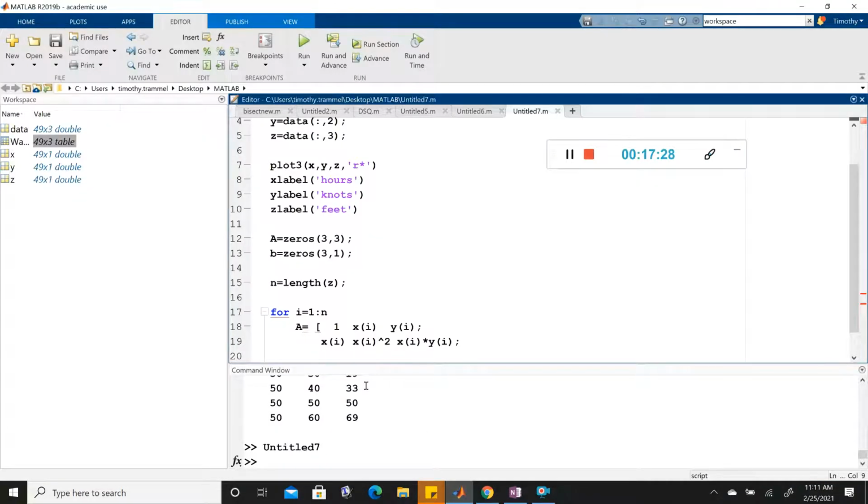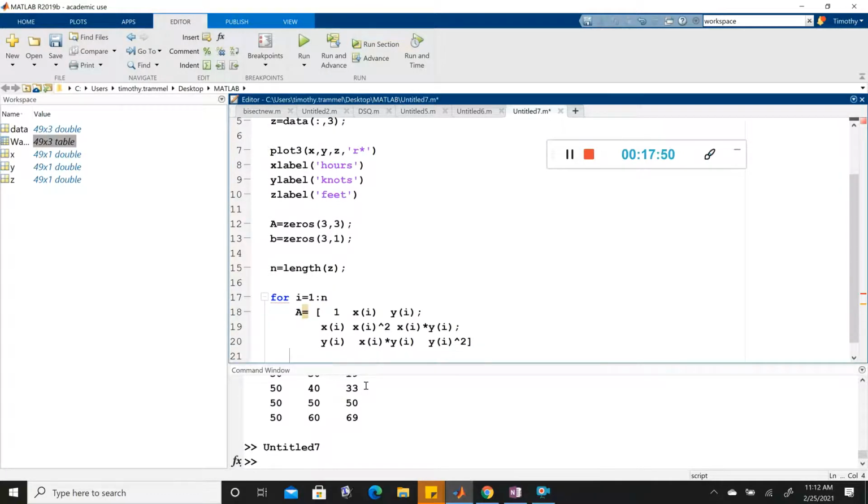So let's do that. Y of I, and then X of I times Y of I, and then lastly, Y of I squared. And let's just space things out here a little bit so that this is a little easier to read.